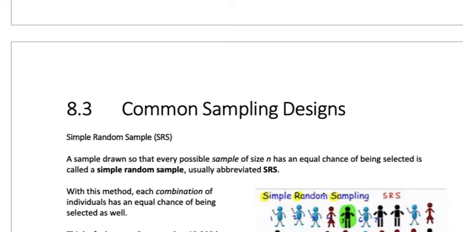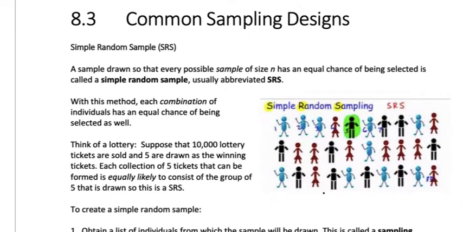So that brings us to section 8.3, which is looking at some different sampling designs. The first one is called the simple random sample. In a simple random sample, every person is equally likely to be chosen, and every sample is equally likely to be chosen. So every combination of individuals has an equal chance of being selected. That part is a little bit harder to wrap your brain around. It's easier to think about when we see some examples where that's not the case. So just hold on to that part right now.